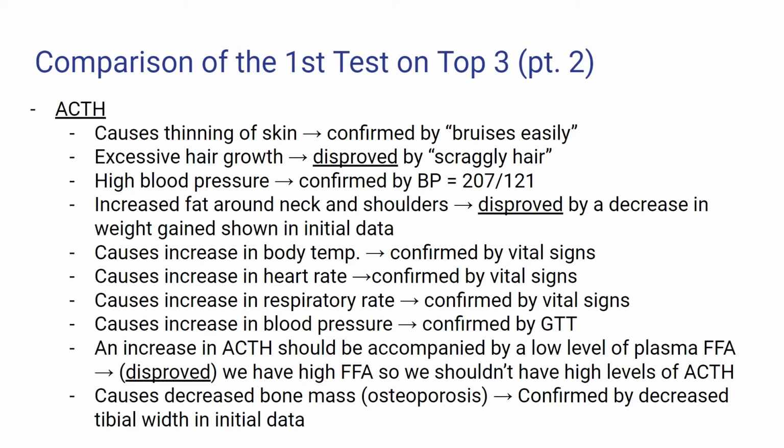For ACTH, it may cause thinning of skin, increased hair growth, blood pressure, fat accumulation around neck and shoulders, body temperature, heart rate, respiratory rate, and blood pressure. It will also decrease the amount of plasma FFA. One thing to note about vital signs is that there was scraggly hair instead of increased hair growth.